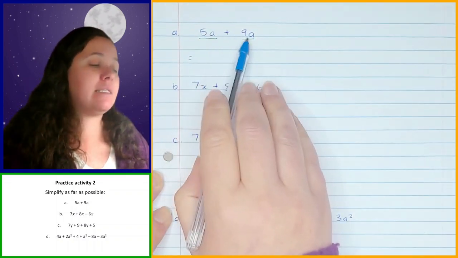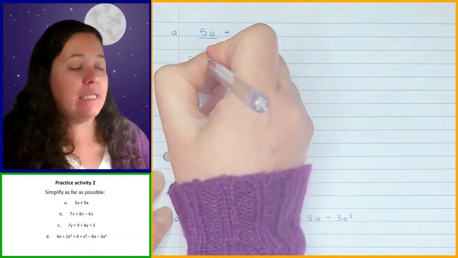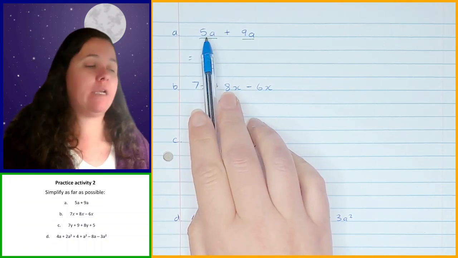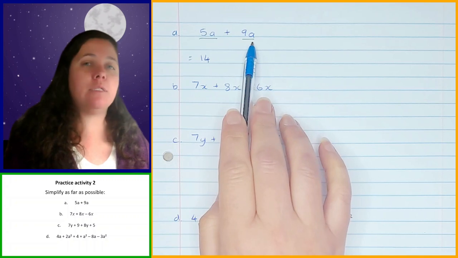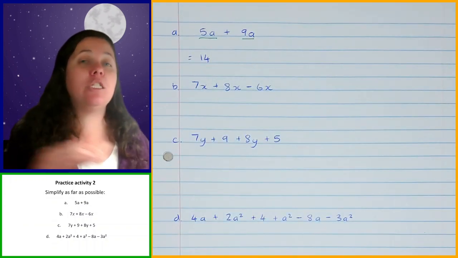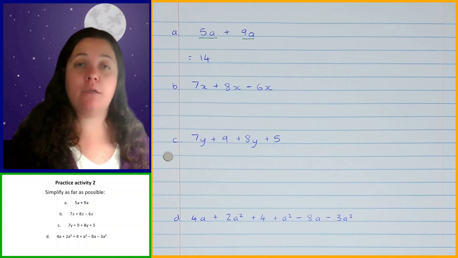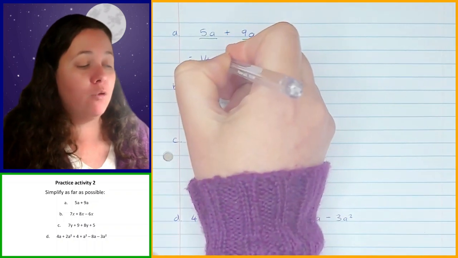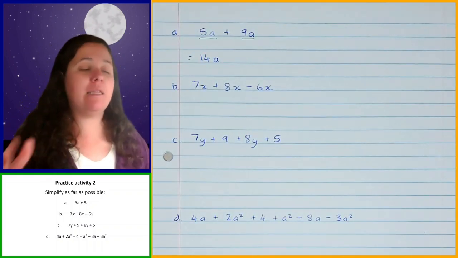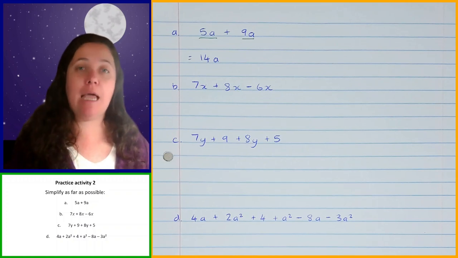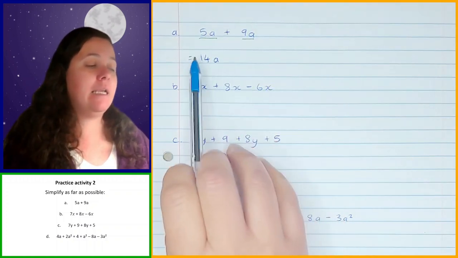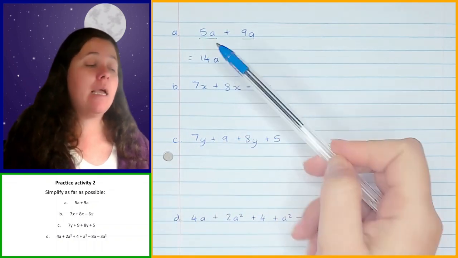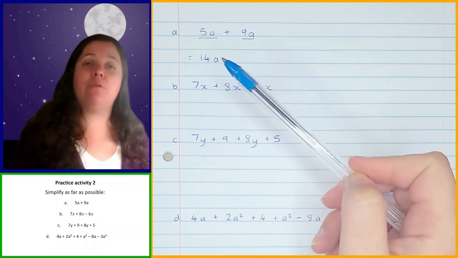So 5 plus 9 is 14. Now if you think about this, pretend a stands for apple. We've got 5 apples plus 9 apples. There are now 14 apples altogether. They didn't change into something else. They are still apples. Just like that, the a is still a, so it's going to be 14a. It doesn't become a squared or a cubed, because I'm adding them. So when we are adding in algebra, we add the numbers and the variables stay the same.